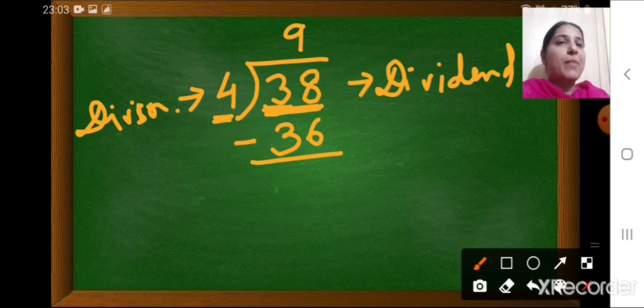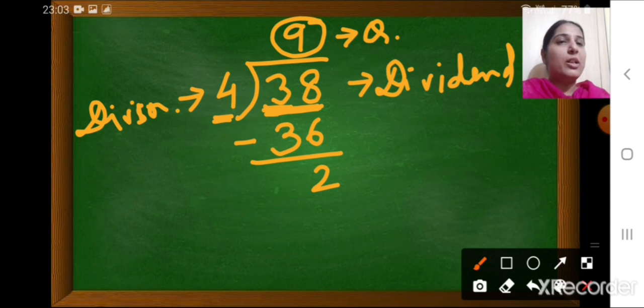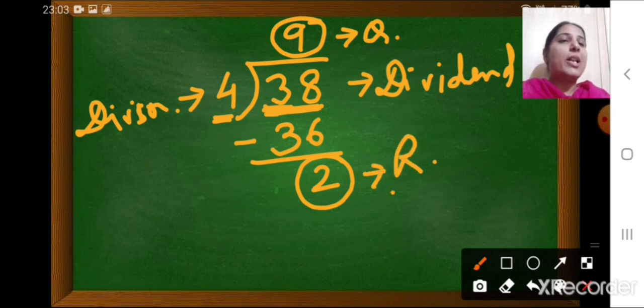So 8 minus 6, what we will get here, children? 2, and 3 minus 3, 0, nothing. So what is 9 here? It will be called here as quotient. What will it be called as? Quotient. And the number which remains after dividing, that is called remainder. What is it called as?